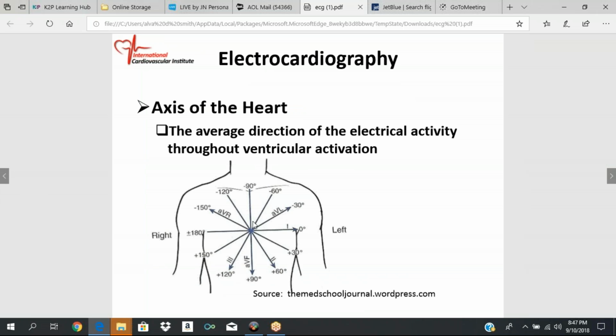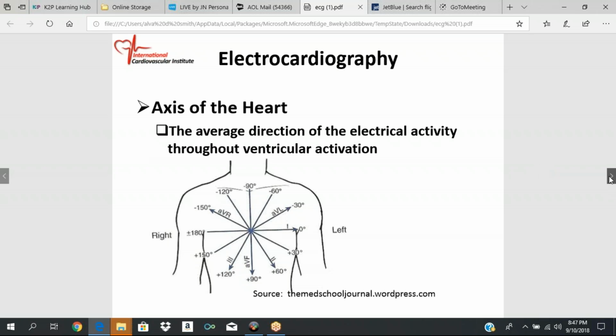So lead 3 is right here. This is lead 3. Okay? Perpendicular to lead 3 is AVR. So AVR subtends an angle of 90 degrees. Okay? So it's perpendicular. Lead 3 is right there. AVR is, so this is positive AVR now. Positive AVR is minus 150.